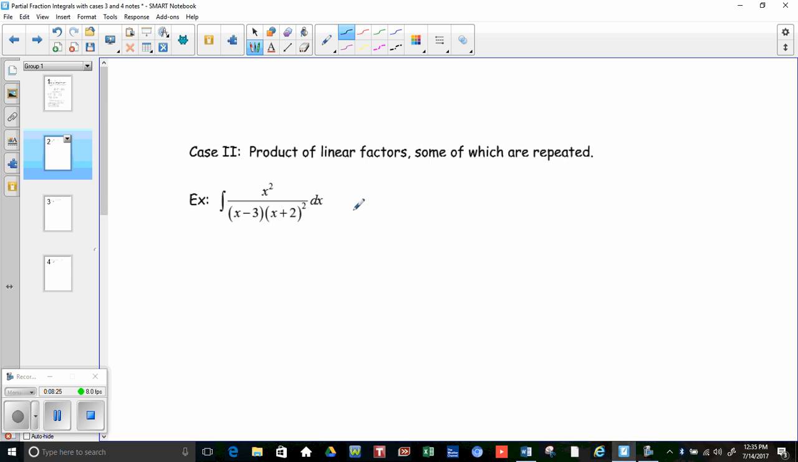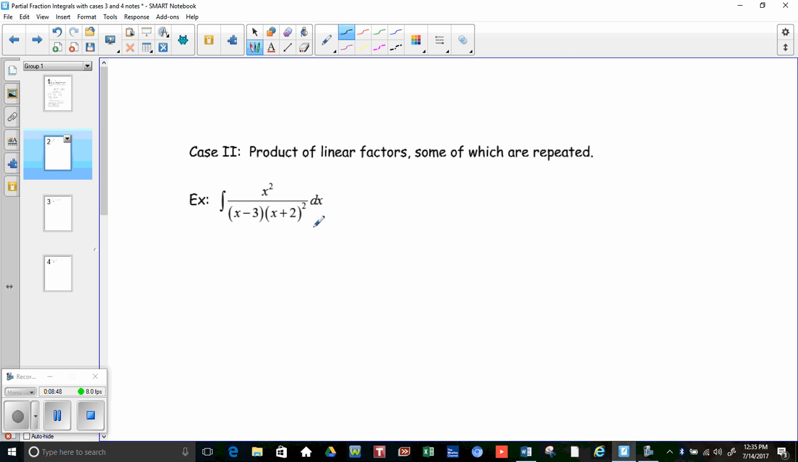The product of linear factors, some of which are repeated. So again, you can see the denominator here has x minus 3 and x plus 2, but the x plus 2 is actually raised to the second power. X plus 2 is a linear factor, but it's raised to the second power, so it occurs twice. So while you don't see it written technically, this is x minus 3, x plus 2, x plus 2. So that's the common denominator.